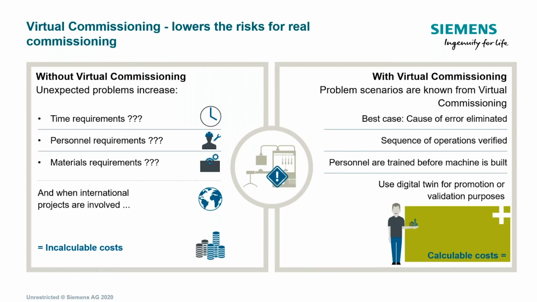We can also train the personnel before the machine is built. And then that model that we just saw, you can use that for validation or just to promote your company. With virtual commissioning, what do we really get? Well, we get known issues, known costs. Essentially, you're building a machine that cannot fail.